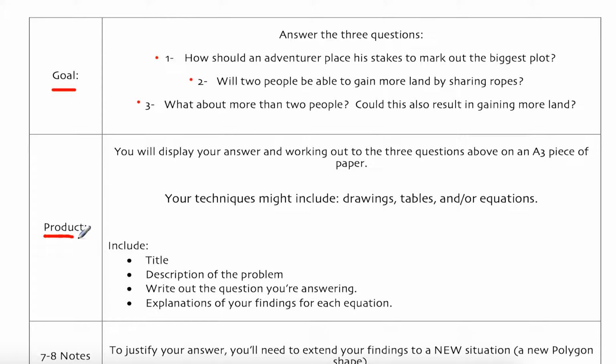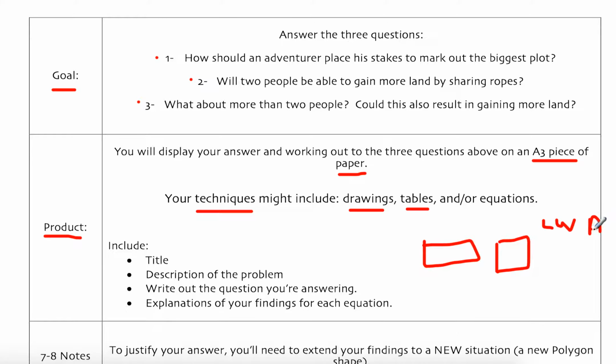Your product, similar to the cats and kittens, where I just want you to give me one A3 piece of paper. Okay, you're probably not going to get to that today because you're probably just going to start brainstorming. The techniques that you're showing me to justify your answer: drawings, tables. If you have your different rectangles, maybe you make an organized table that says, here's the length, here's the width, here's the area of my different rectangles. That's another way to really nicely summarize your different guesses that you had for your different rectangles.